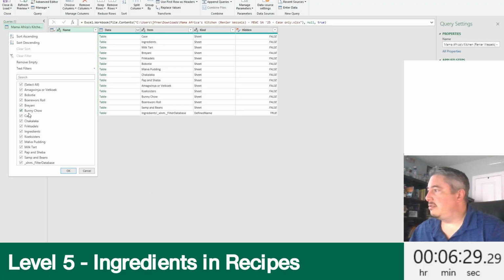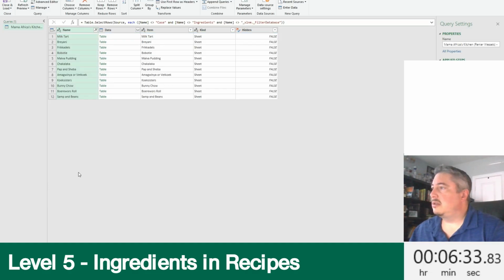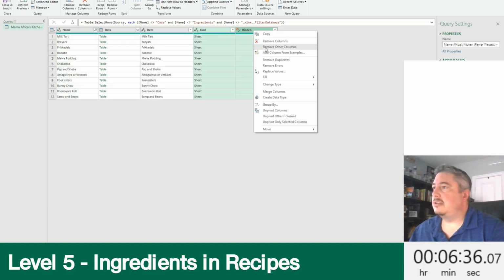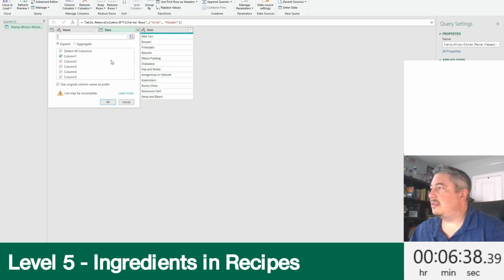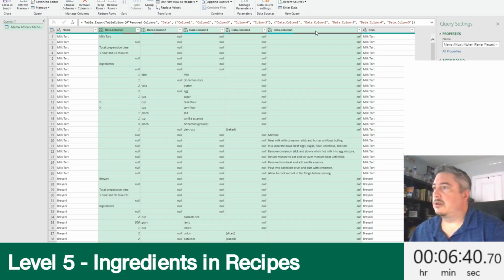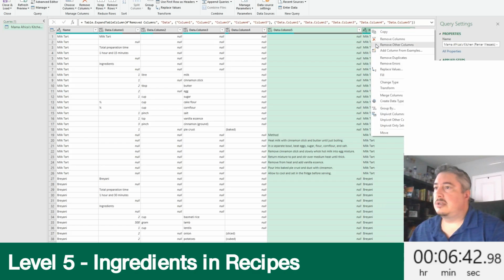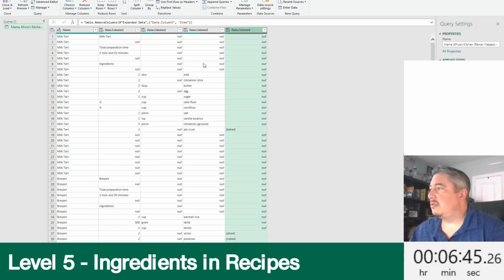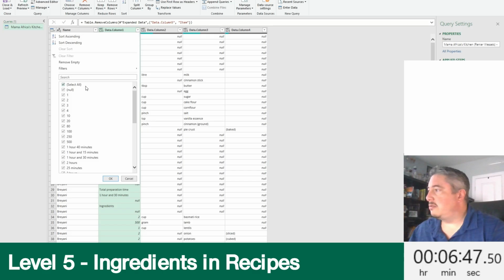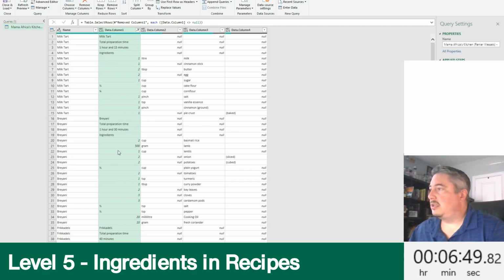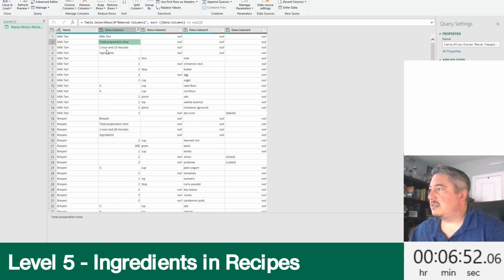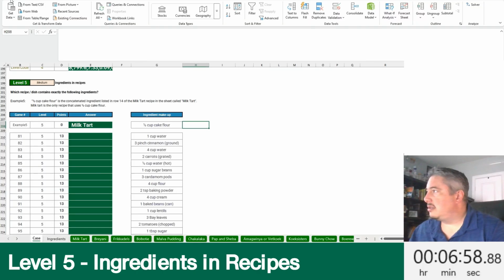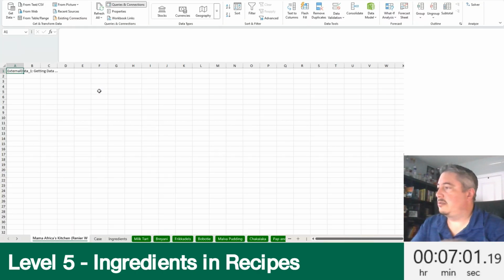So we're going to filter out case and ingredients. I don't know what this is. Okay, I don't need these. And then I'll expand the table. Okay, so I don't want this stuff. I really just want the rows that aren't null here. There's extra stuff that I don't want, but I'll be able to get rid of it easier in regular Excel. So I'll just close and load at that point.